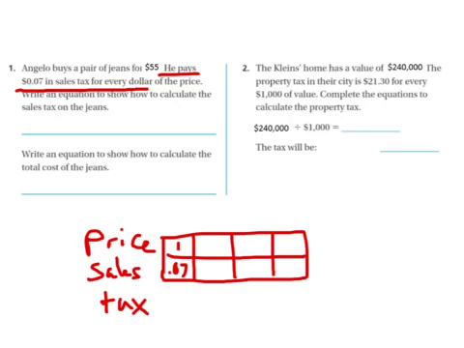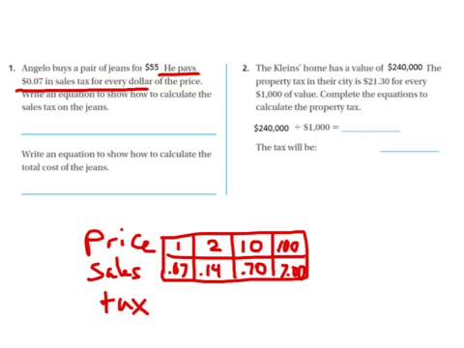If I bought something that was $2, I just doubled the price. My taxes would also double, and that would become 14 cents. If I bought something for $10, it would be 70 cents. If I bought something for $100, it would be $7.